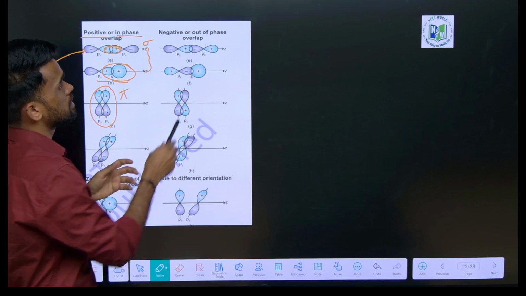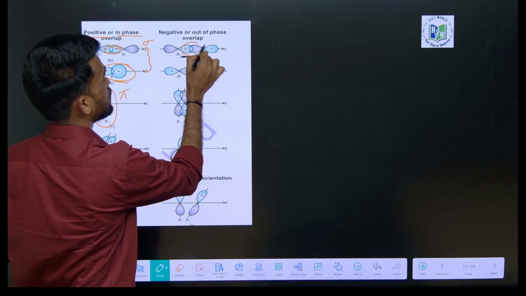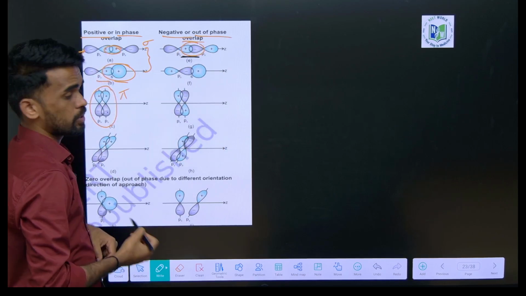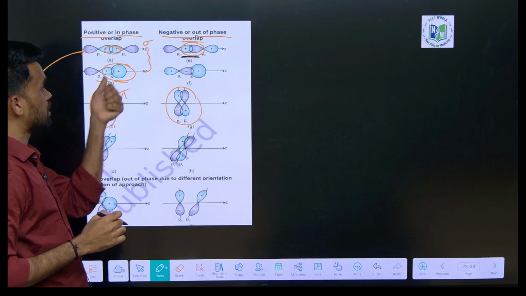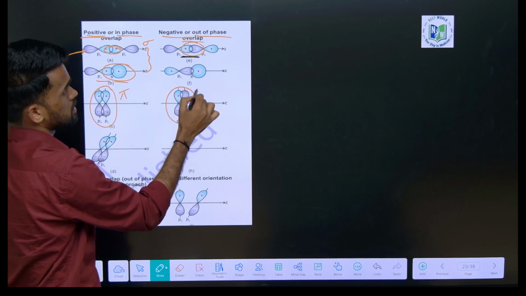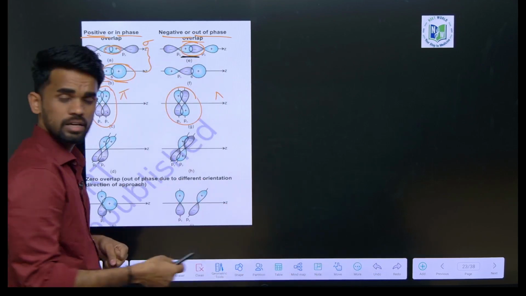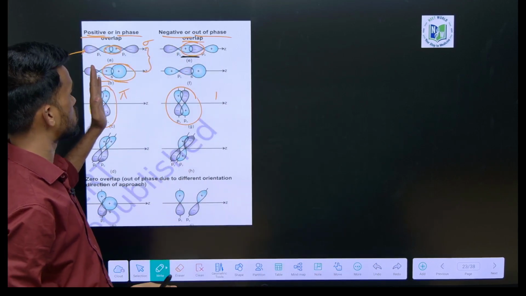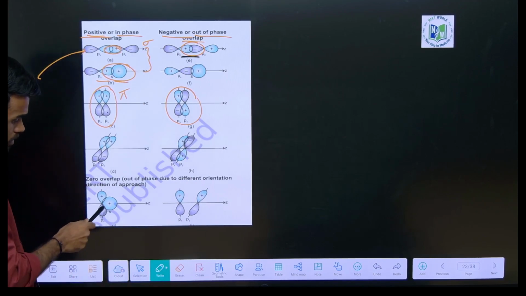Similarly here, these are oppositely charged, so we can say this is negative overlap or out-of-phase overlap. This is not a pi overlap; it should be positive, and it is negative overlap. We can call this anti-bonding overlap. We will see about that in molecular orbital theory. As of now, you can consider this as positive overlap and this as negative overlap. And the next one is zero overlap.